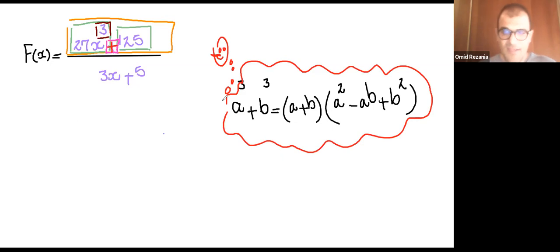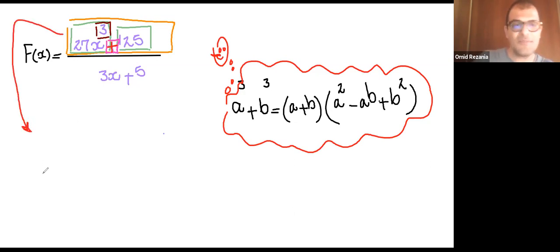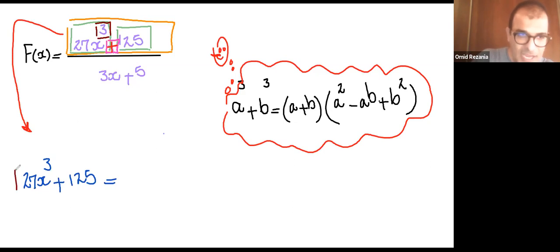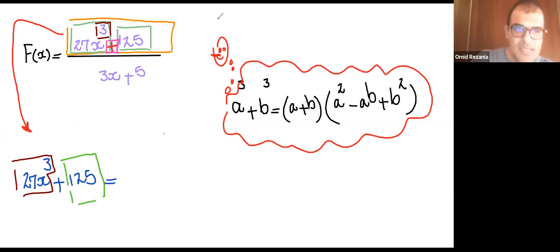Okay, I can think of this to see if I can just write the thing which I have at the numerator to look like this. How to do that? I have 27x cubed plus 125, which is at the numerator of my expression. Look at the first term, and also look at the second term. It seems that I can manipulate it somehow to write it like that.